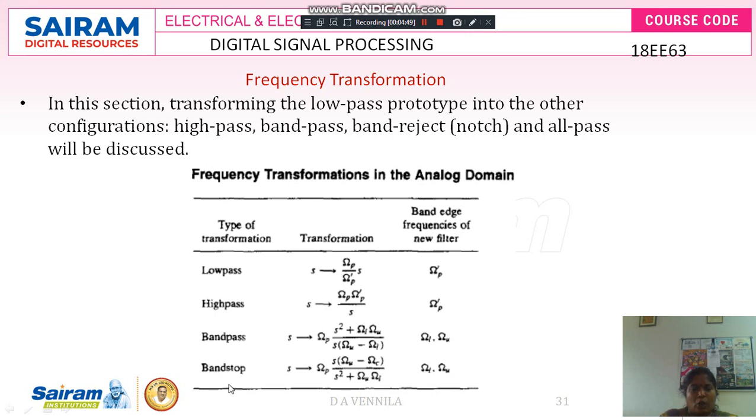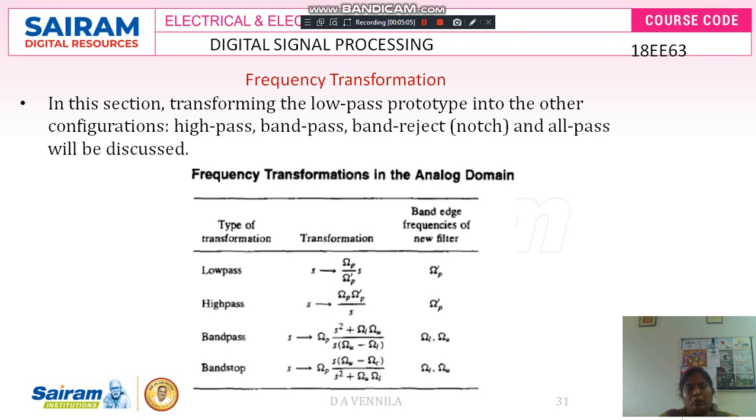And for band stop, S will be replaced by omega p into S into (omega u minus omega L) divided by (S square plus omega L into omega u). This is the frequency transformation in the analog domain.